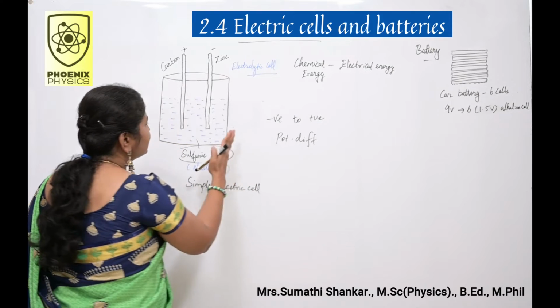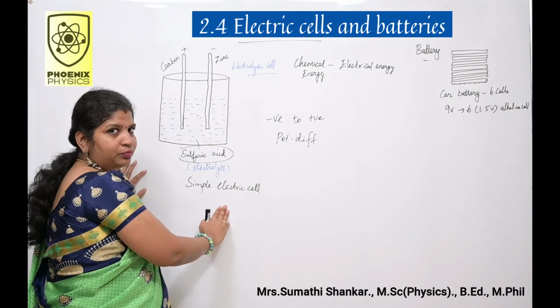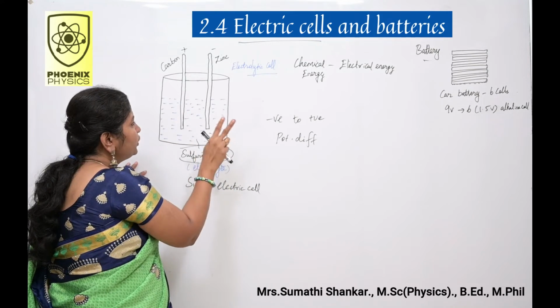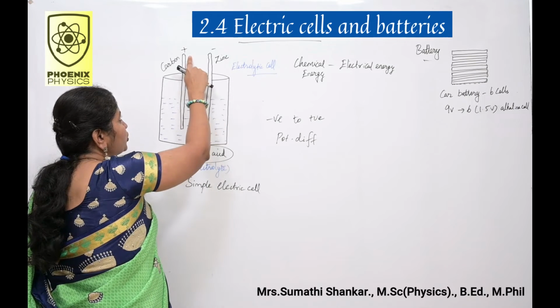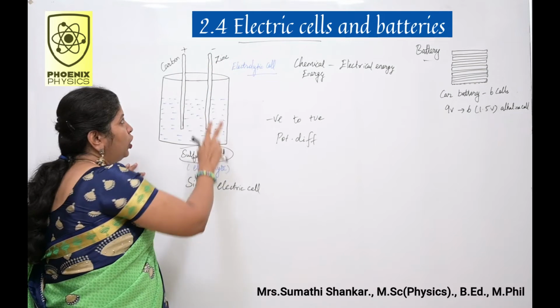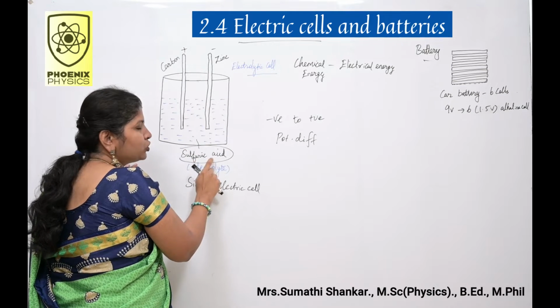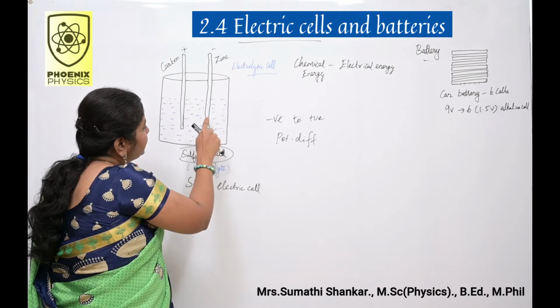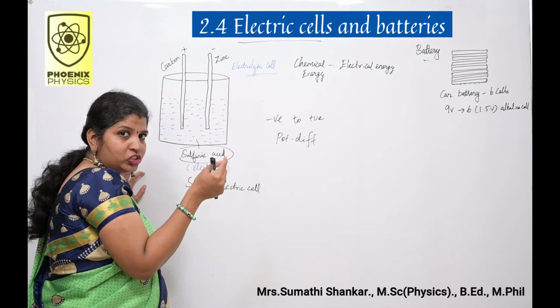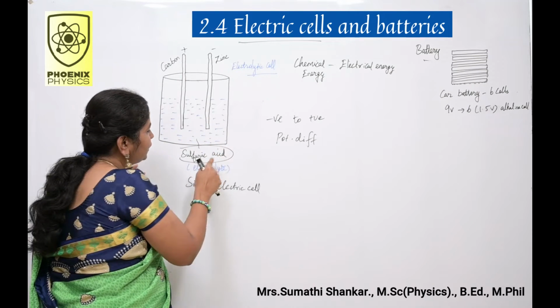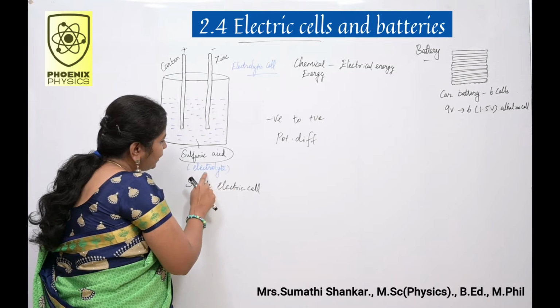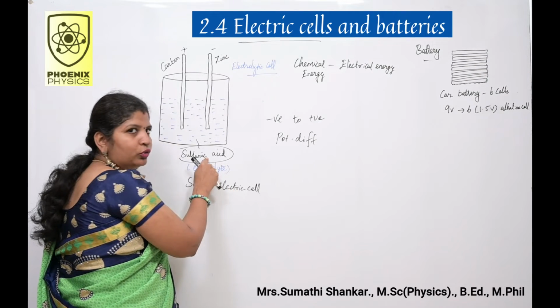This is our simple electric cell. It has two electrodes called positive and negative. Both the electrodes are immersed in an electrolytic solution, and these electrodes exchange charges with the electrolyte. Here our electrolyte is sulfuric acid.